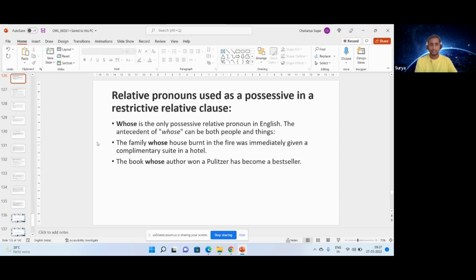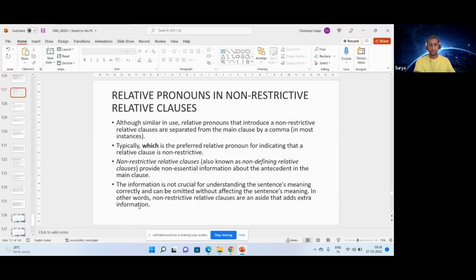In English there is actually only one possessive relative pronoun, which is whose. We might use it in different situations, like in this example: the family whose house burnt in the fire was immediately given a complimentary suite in a hotel. So whose is a relative pronoun talking about belongingness, a house belonging to a family, and a book. One is a person or people and the other is a thing. Whichever the element is, person or thing, whose would come here. That is the only relative pronoun that talks about belongingness.